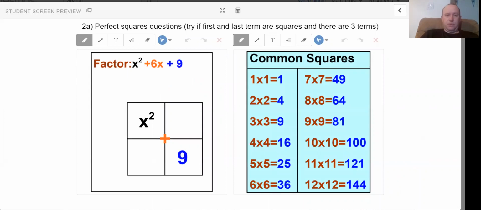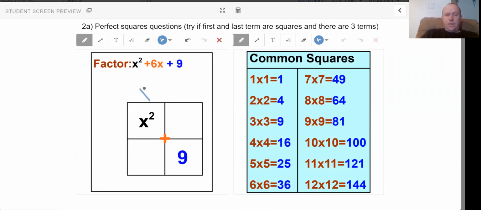Now, we've done difference of squares. We haven't talked specifically about a perfect square, although we've had questions that have had perfect square answers. So sometimes when we notice that the last number is a square, rather than listing all the factors of 9, we might just want to think about what number multiplies together to make 9. So in this case, it would be 3 times 3. And that should be my answer straight away.